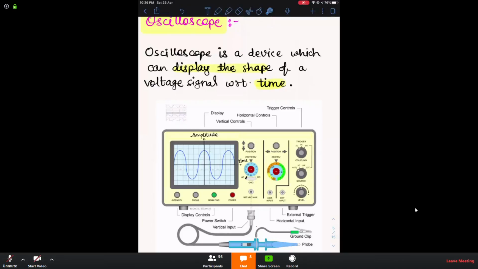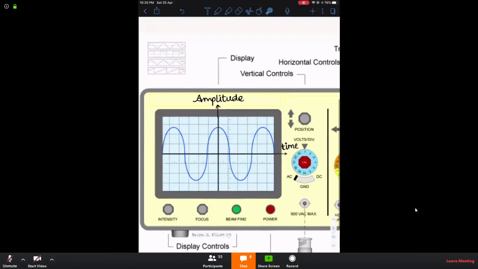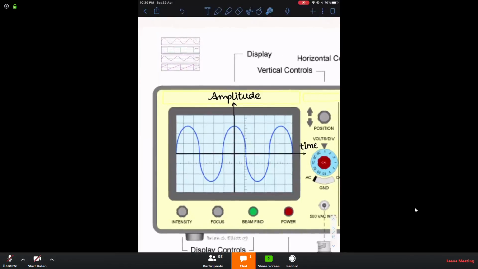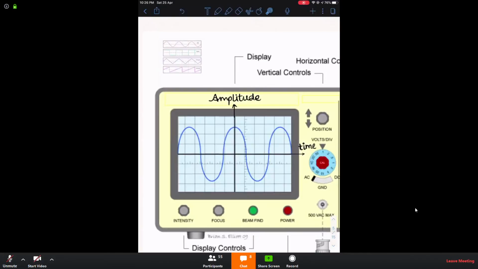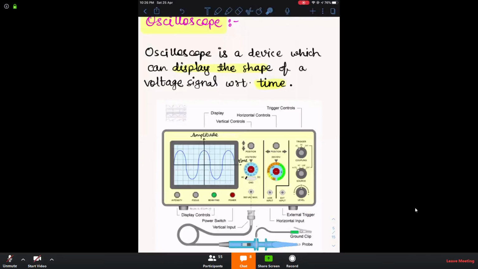This is the first part of the oscilloscope, and the most important part. Here you can see that the oscilloscope is the device which shows the voltage with respect to time. On the y-axis, this axis is for the voltage, so you can see the amplitude of the voltage, and this is the scale. On the x-axis you have the time. Okay, this is the display.